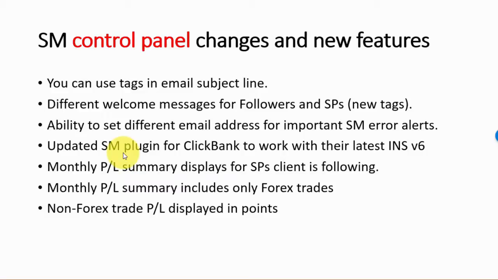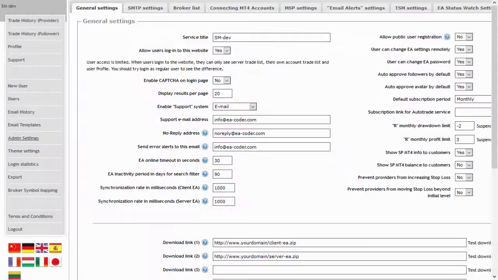Okay, the next thing is that the Signal Magician plugin for ClickBank was updated so that it works perfectly with the latest instant notification system, version 6. The next thing is that the monthly profit and loss summary displays for signal providers that the client is actually following. Now, let me give you an example of that.